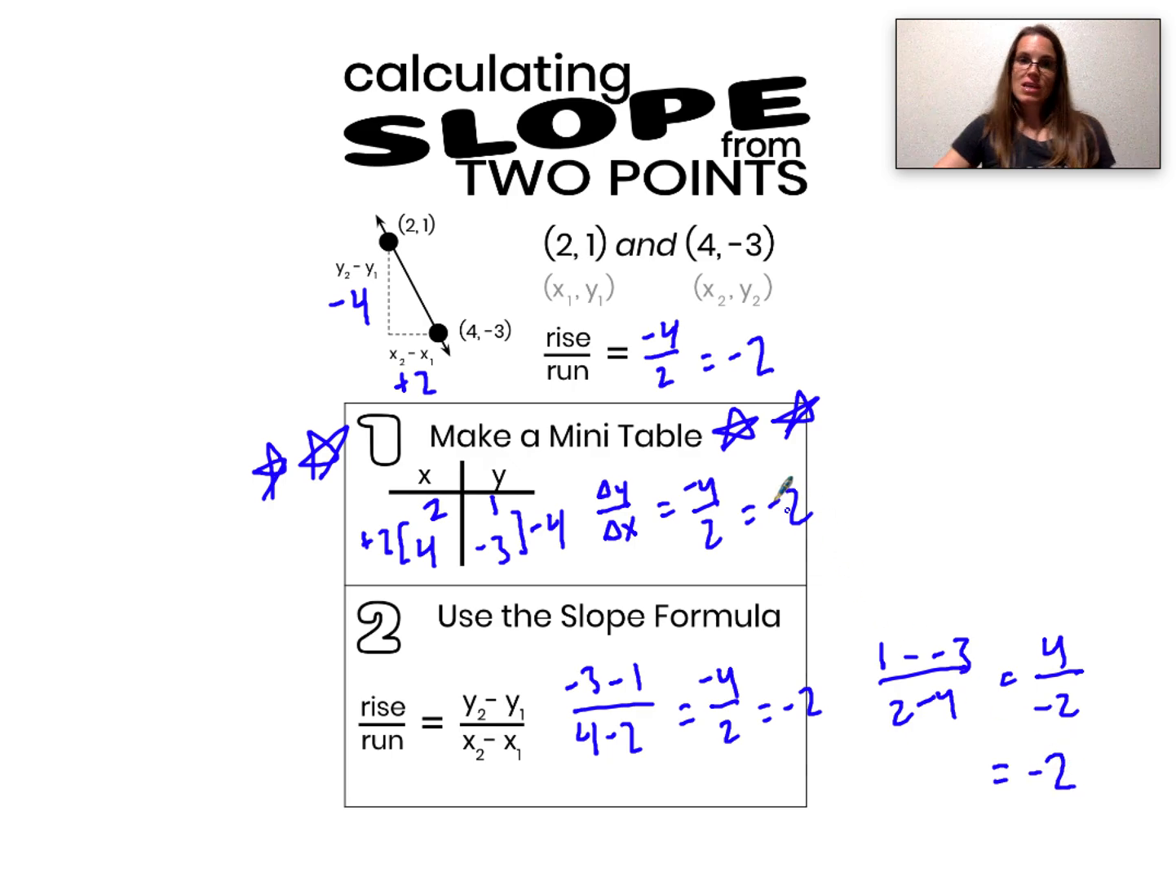The slope is -2. In summary, to find the slope between 2 points, you're just finding the change in y and dividing it by the change in x. The easiest way to do this is with a mini table, but if you want to use the slope formula, you perform the same computation and you get the same result.